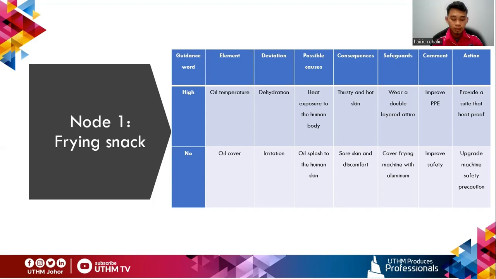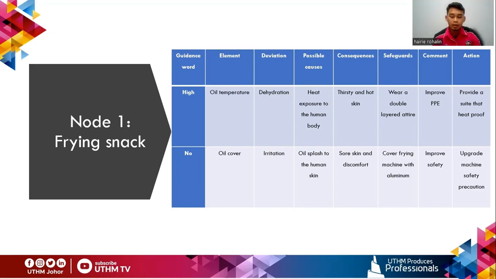HAZOP is a structured and systematic technique for system examination and risk assessment. HAZOP is often used as a technique to identify potential hazards in a system and identify operability problems. Our class made an industrial visit to a solid food industry. From our industrial visit, we can note that a few potential hazards can be identified.